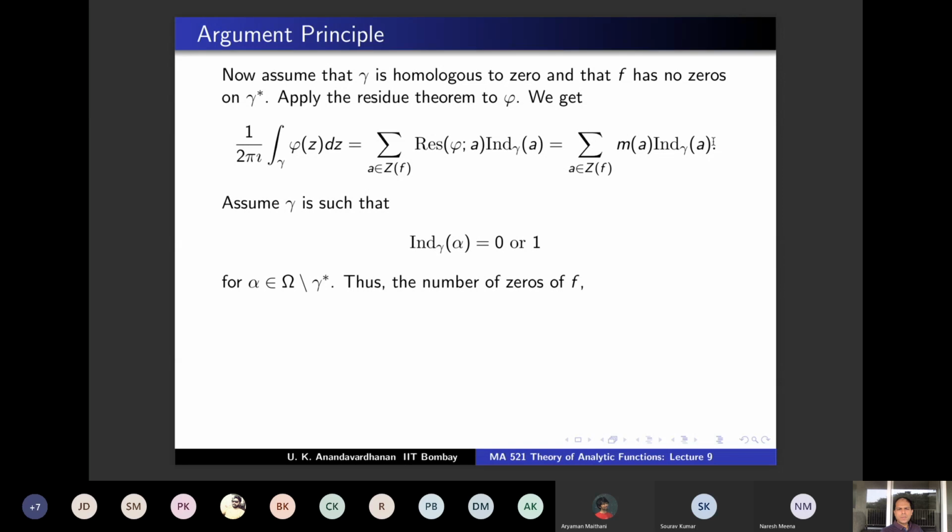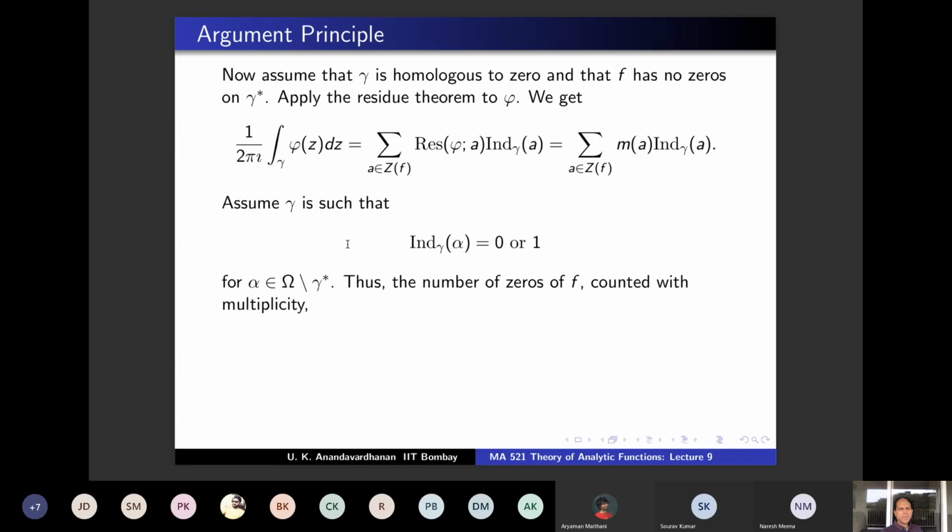This may vanish at many points, and otherwise it is just 1. So this summation is just the summation of m_A, where A are exactly the zeros where the index is 1. In other words, you are looking at zeros inside the simple closed curve. You have a simple closed curve gamma, and if A is a zero strictly inside, then the index is 1. And there, you count it with multiplicity. So that is what is called the argument principle.